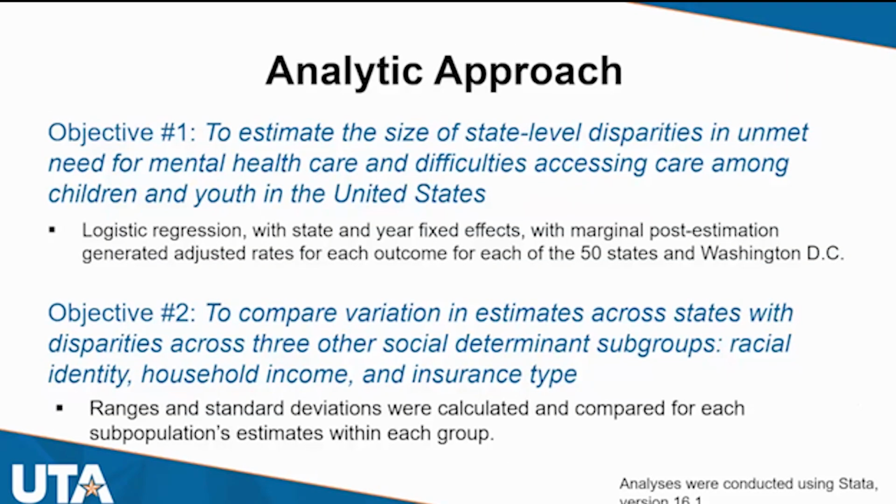So to estimate the size of state level disparities, I used logistic regression with state and year fixed effects, controlling for the covariates you saw. And I used post-estimation marginal effects to generate predicted probabilities for each outcome for each of the 50 states and Washington, D.C. And then my second objective was to compare how wide the variation was across state lines with the amount of variation that we saw across these other subgroups. So I did the same thing with my logistic regressions, and I had three categories of race, I think. I guess we'll find out when I look at the findings. And I just did the exact same thing for each of the 4 subgroups and compared the ranges and standard deviations across these subpopulations with the ranges and standard deviations for states.